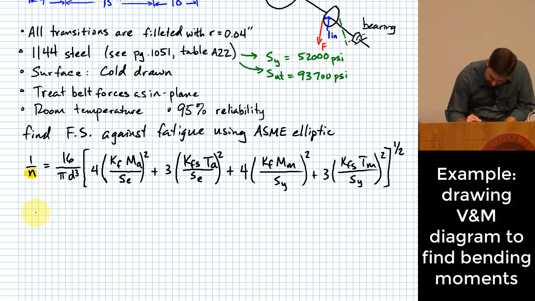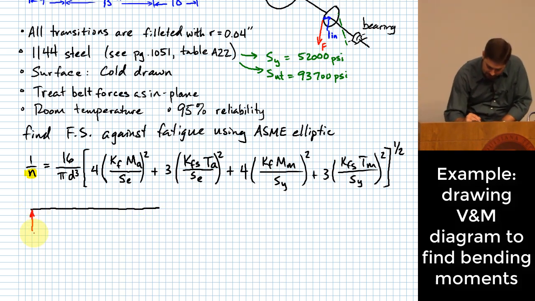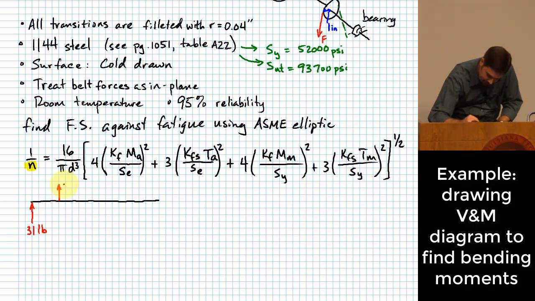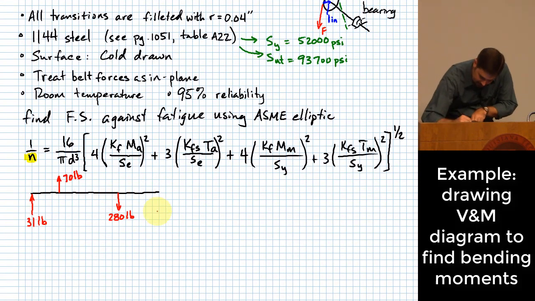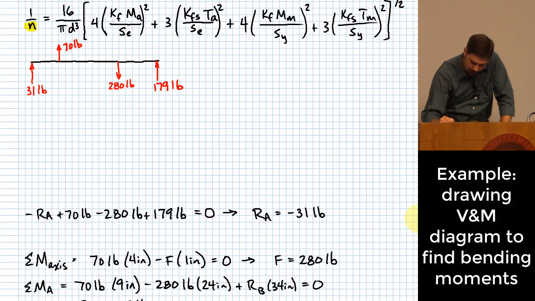Okay, tell you what, I'll draw it again. I'll draw it like this. And I'll draw it with the elements of force that are applied to it actually shown in the correct direction. Here I've got 31 pounds. I've got 70 pounds here. I've got, let's see, 280 pounds here, and I've got 179 over here. All right, and what do I do with that?